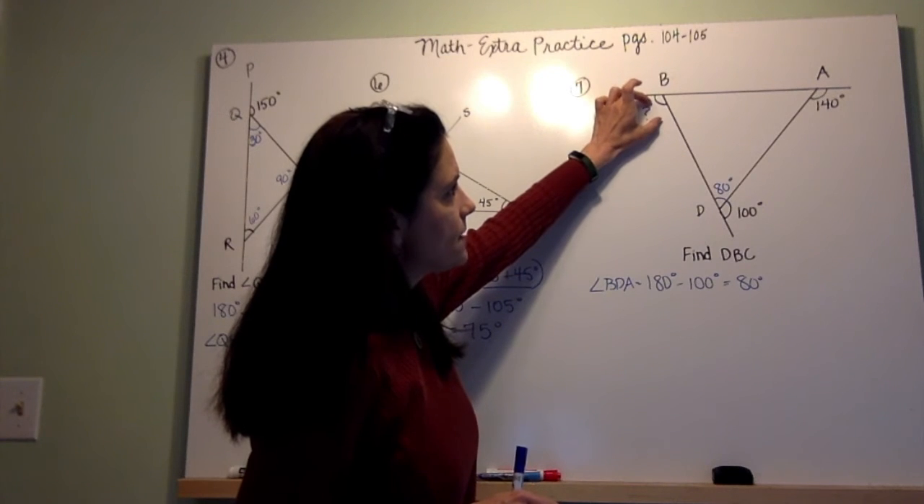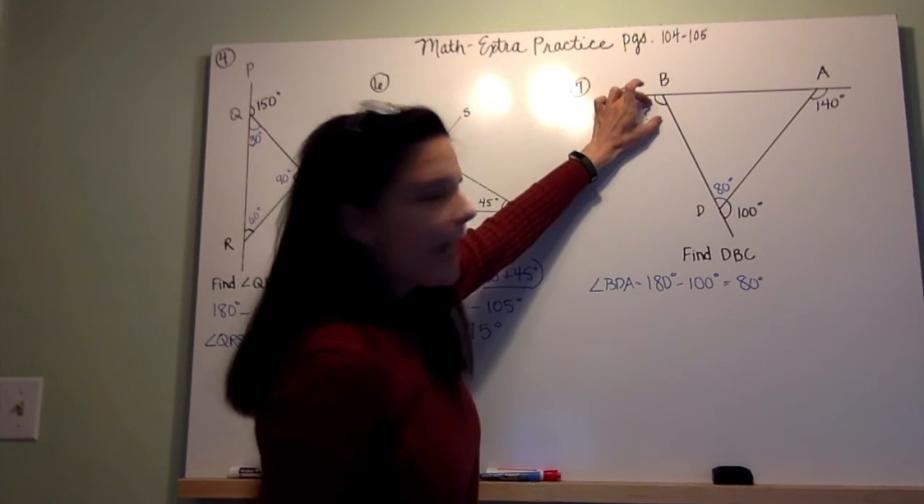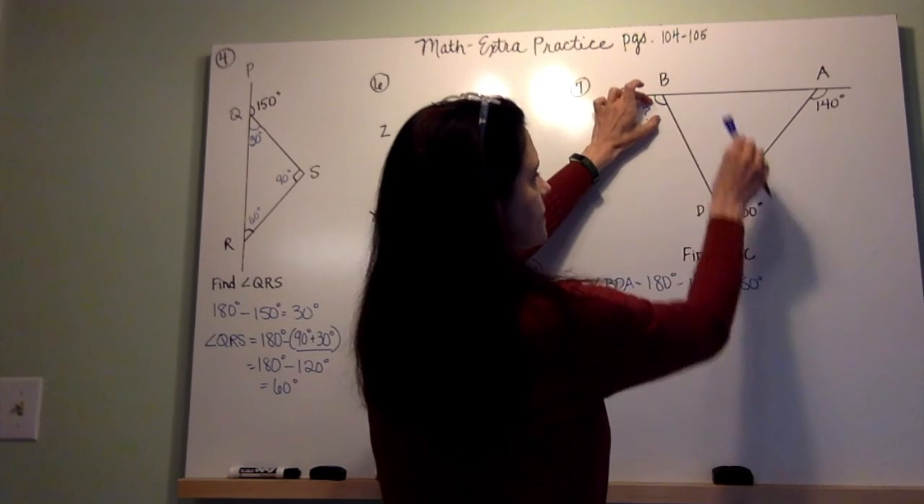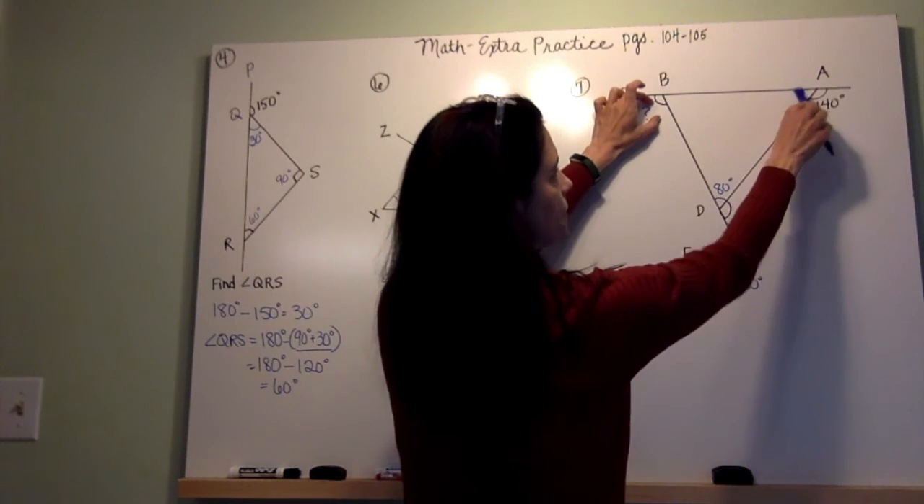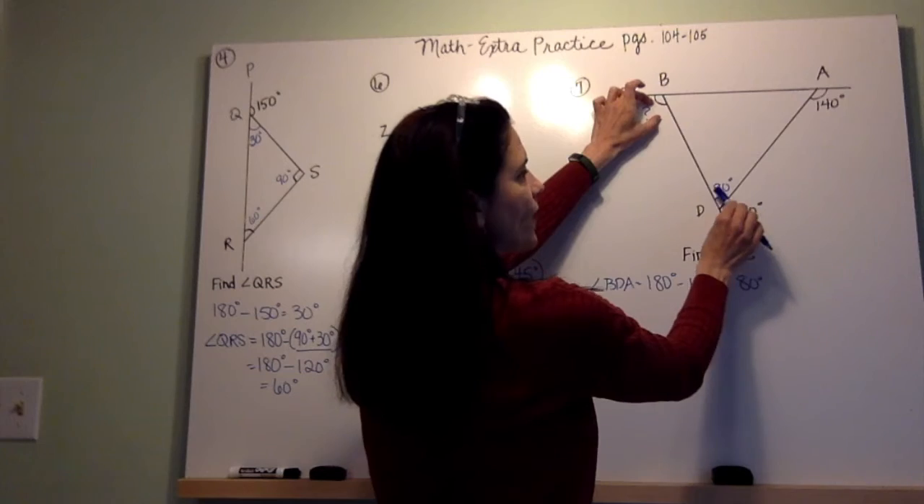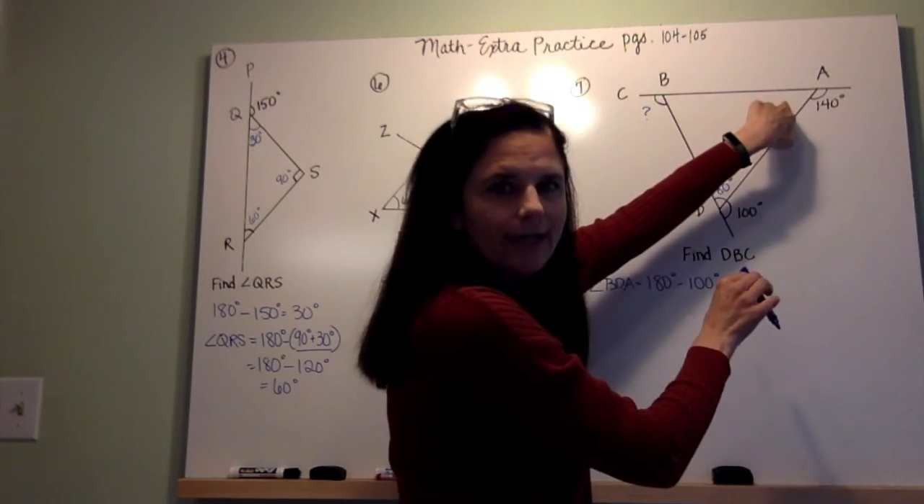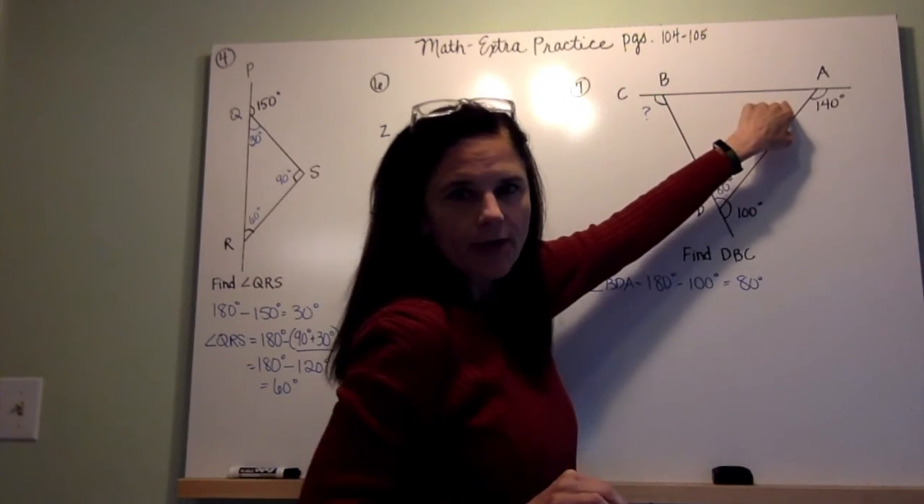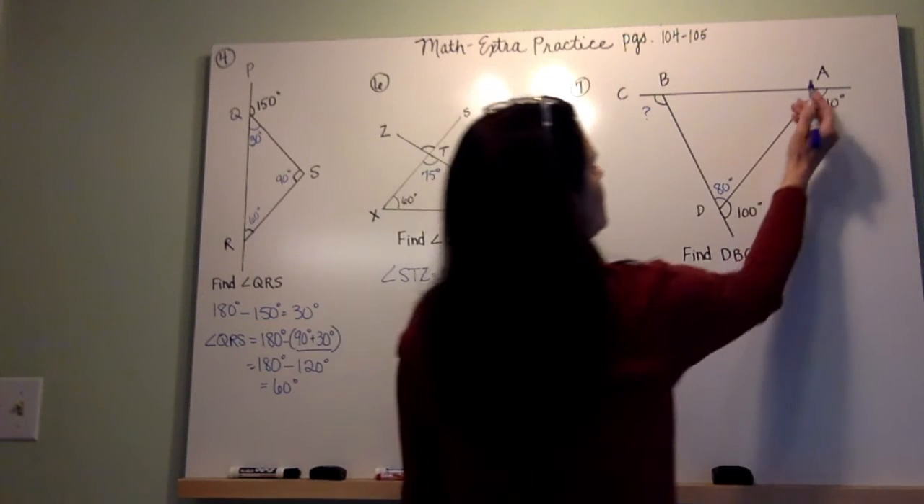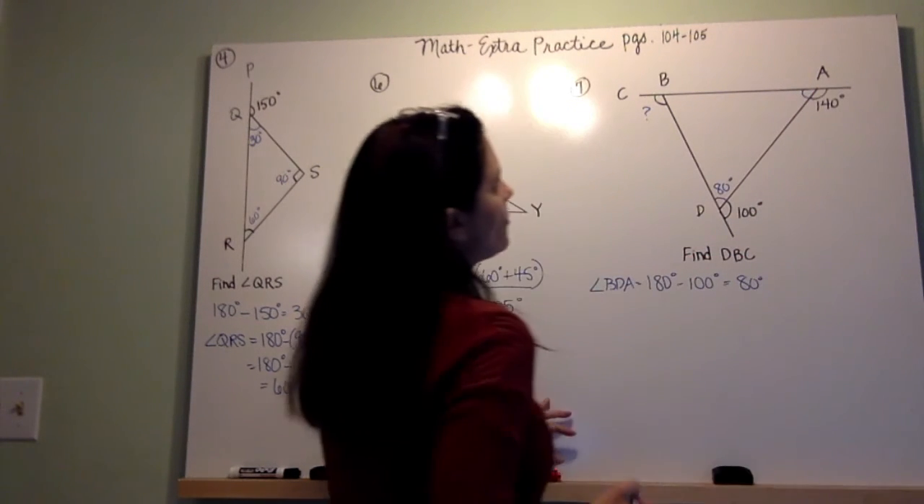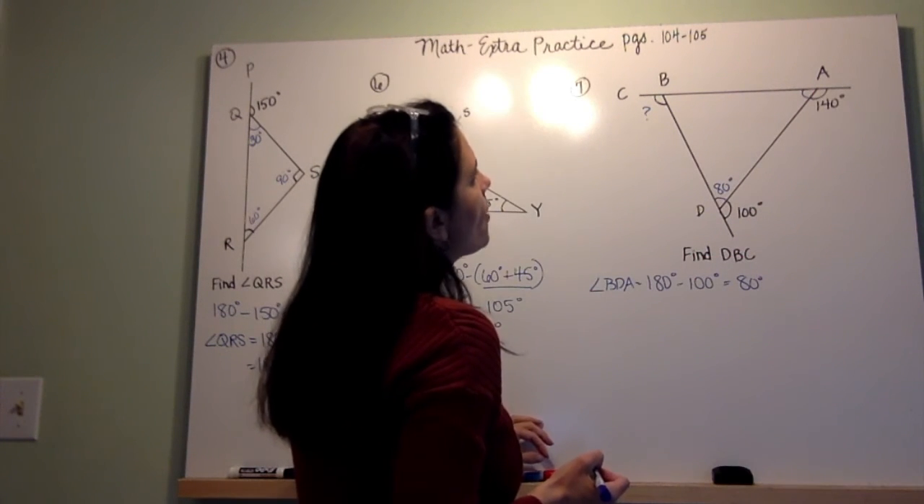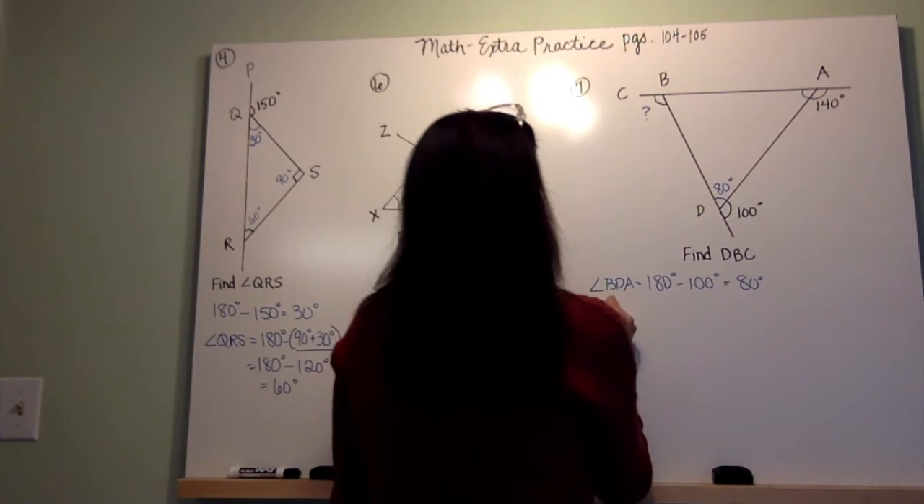Because remember, this is an exterior angle. And an exterior angle is equal to the sum of the two opposite interior angles of a triangle. So if I can find this angle and this angle, I can add them together to find out what the exterior angle is. All right, moving over here, I need to know what this angle is. So let's call that angle BAD.